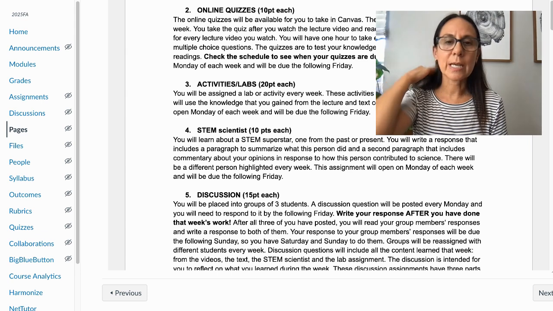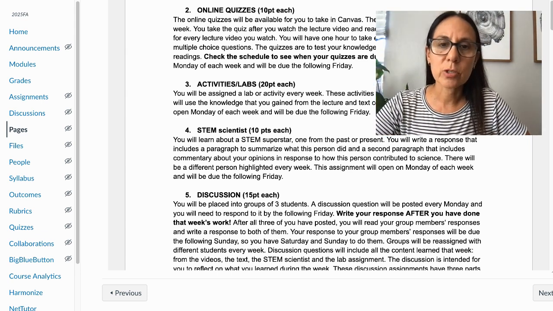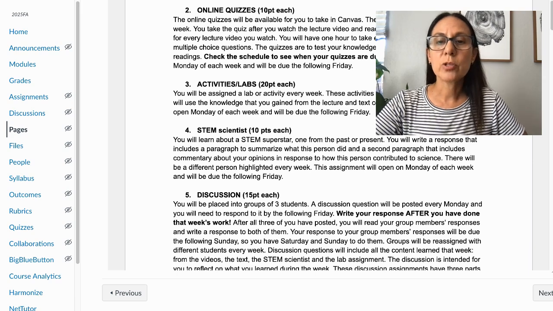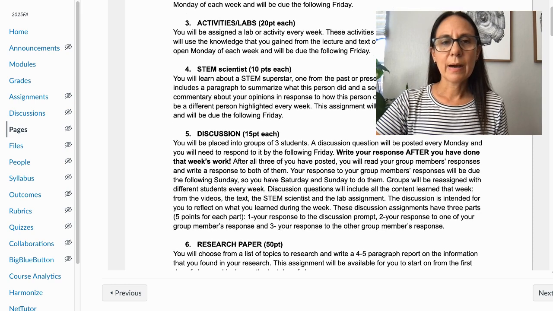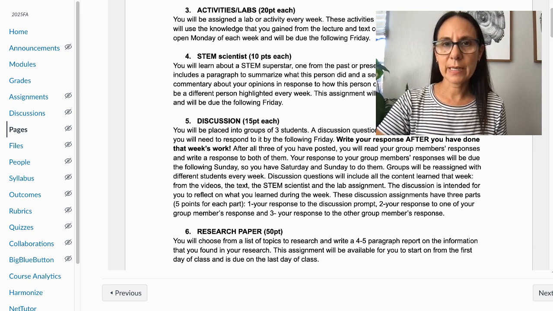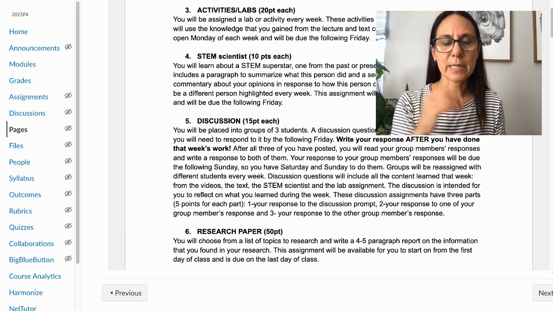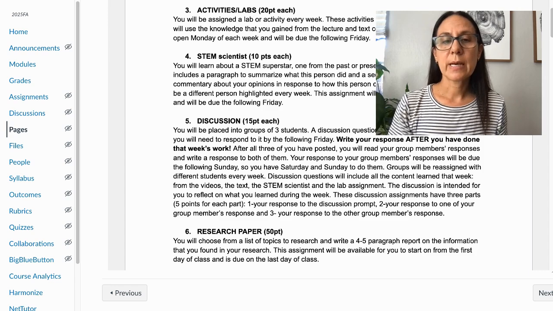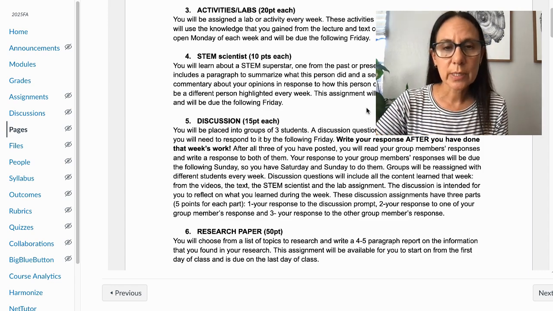Each quiz is worth 10 points. There are 1 to 2 quizzes per week. These are due every Friday. The due dates are in Canvas. Okay. Then there is a lab or an activity that is due every week. That's not due until Sunday, and those are worth 20 points. And so make sure that you do those.